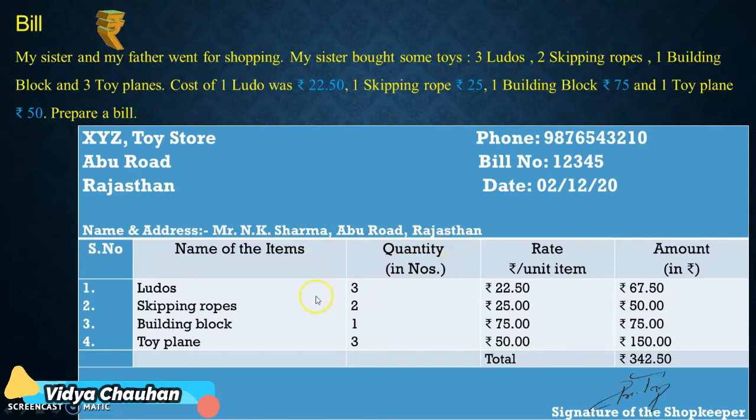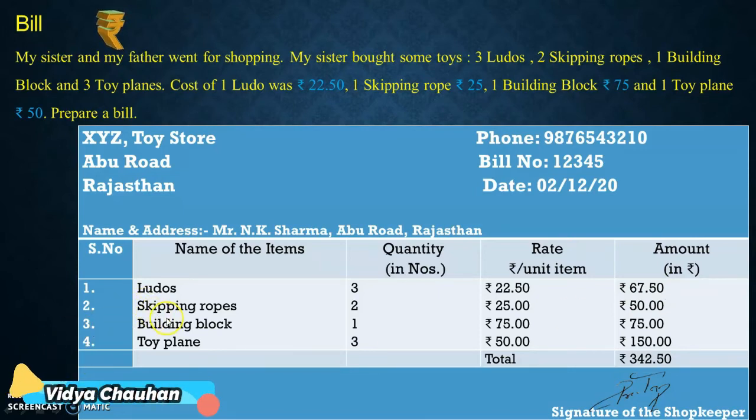Now next is the main body part of the bill. In the body part, the first item which she purchased was Ludo. So Ludos she purchased, and how many quantities? The number of Ludos purchased by her is 3. The cost of each item, that means one Ludo, was rupees 22.50. So the total cost of 3 Ludos will become rupees 67.50. Clear, students? Then let's come to the second item.